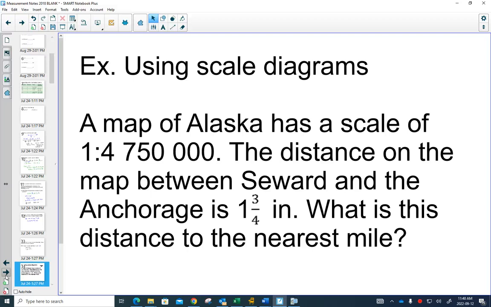Sometimes our conversions get a little crazy. One thing that is a conversion thing is a scale on a map. It is very rare that you get a map that is drawn to scale.